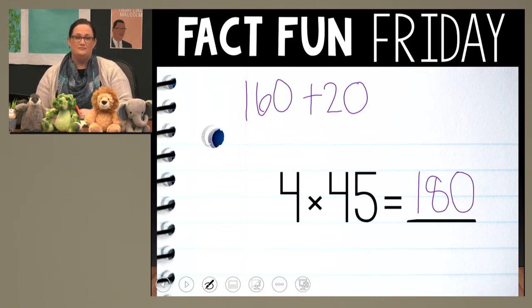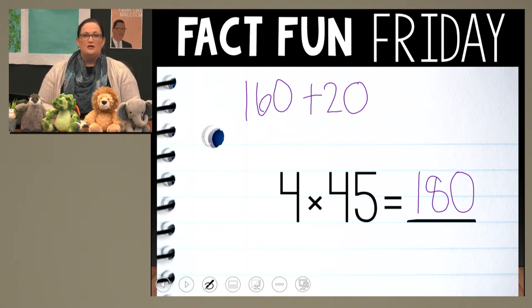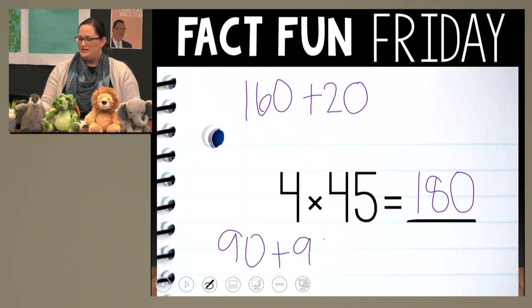Yes, Mr. Kevin? I thought of it in a different way. How did you think of it? I took 2 times 45, knowing that that's 90, and adding 90 to 90. You can split whichever factor you want for distributive property. You can do the smaller factor or the larger factor. It's up to you. I love that idea, Mr. Kevin. So Mr. Kevin said, I split 4 into 2 groups of 2. So 2 times 45 is 90, and 2 times 45 is 90, and 90 plus 90 is 180.